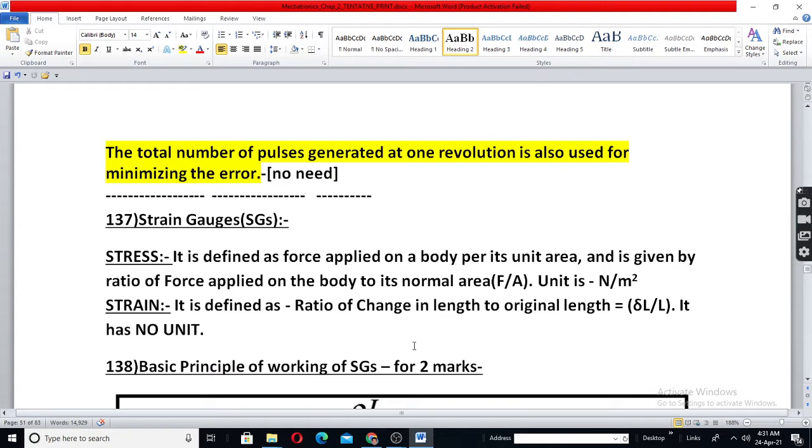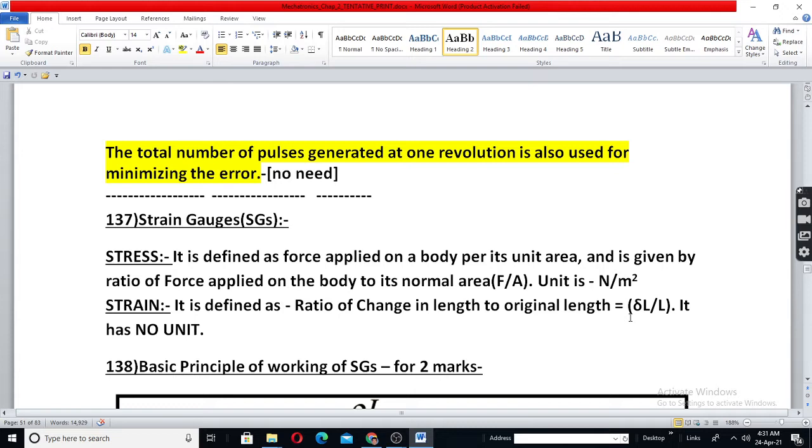Strain gauge. Okay, now strain. It is the ratio of change in length to the original length. It means the percentage of deformation in a material. It has no unit because it is a percentage.